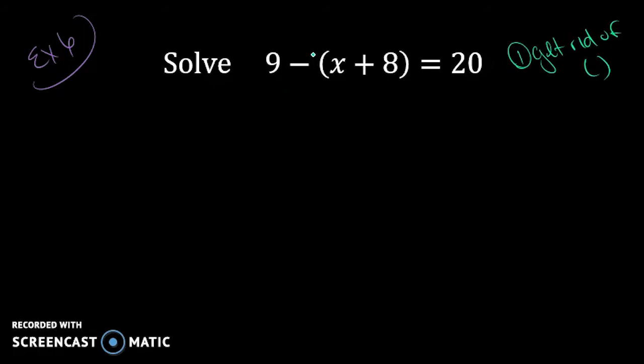We're going to do that by distributing our imaginary -1. So -1 times x gives us a negative x, and -1 times a positive 8 gives us a negative 8. The rest of the problem we can just copy down. So we'll have 9 minus x minus 8 equals 20.